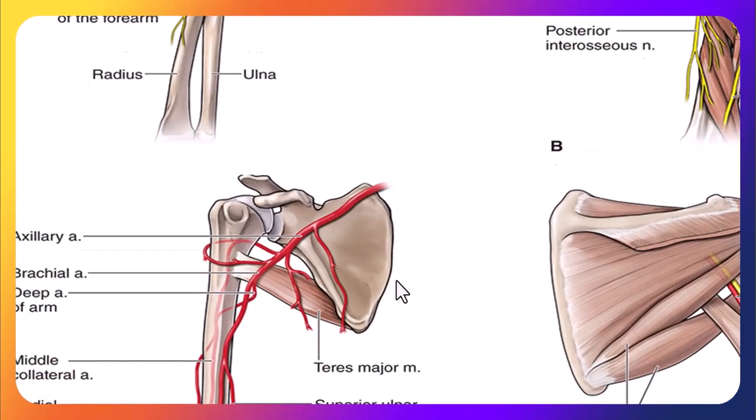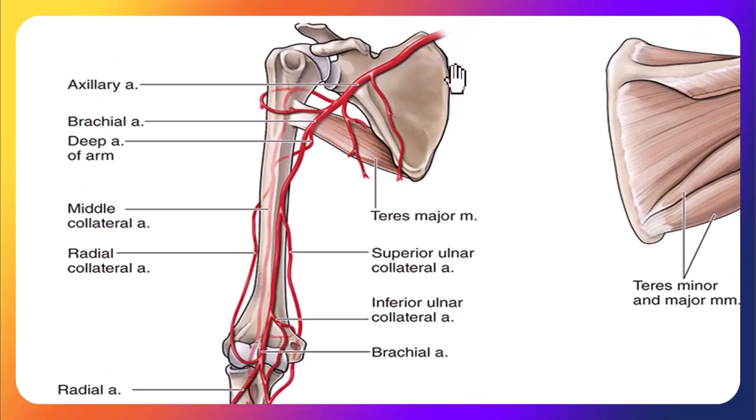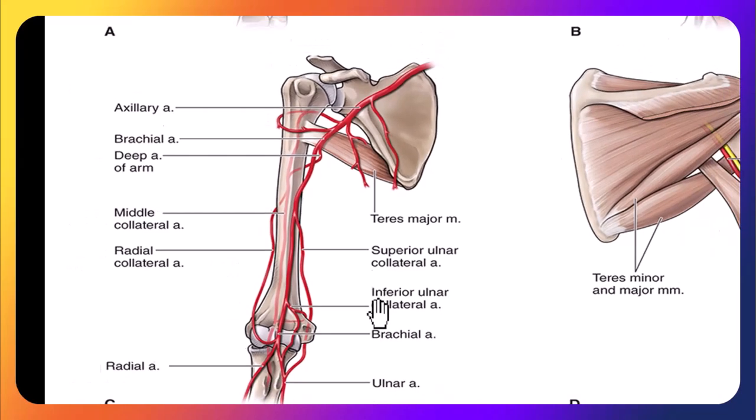So if we zoom in, you'll see here the axillary artery. As we pass the teres major here, we're now the brachial artery. From here, you're going to see some branches: the deep artery of the arm, the middle collateral, the radial collateral, the superior ulnar collateral, and the inferior ulnar collateral. And this is basically going to create a network of arteries that supply the arm.